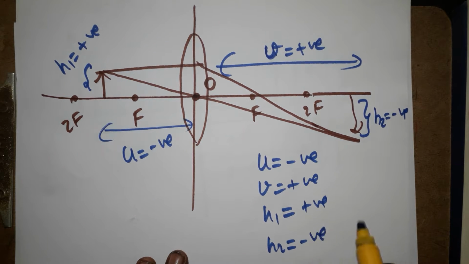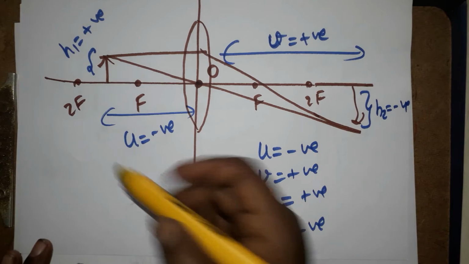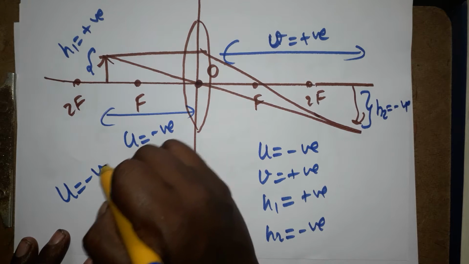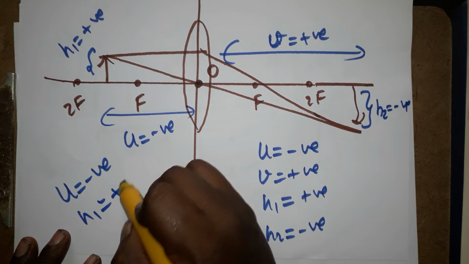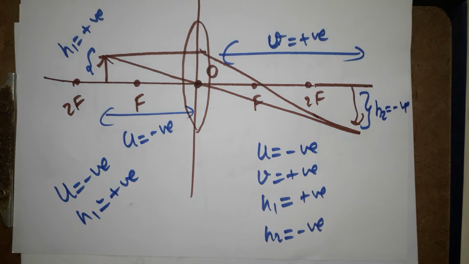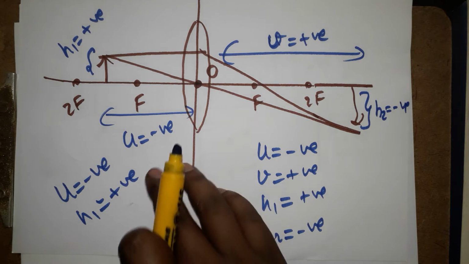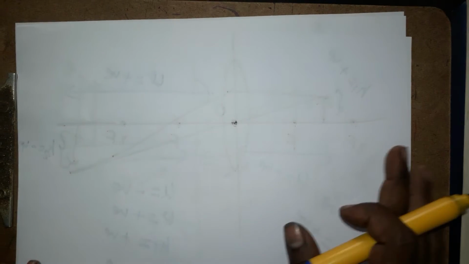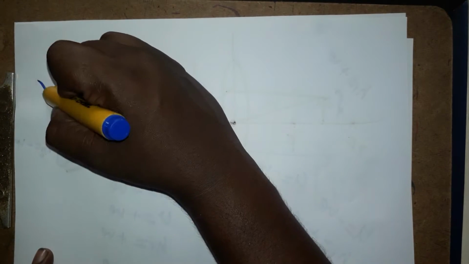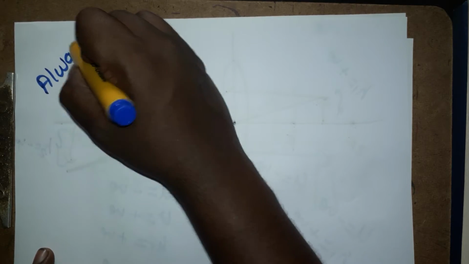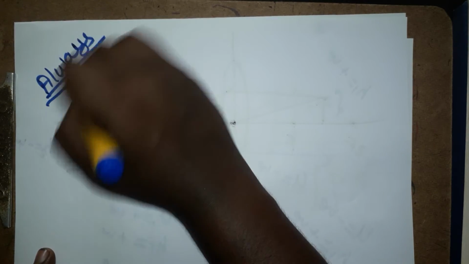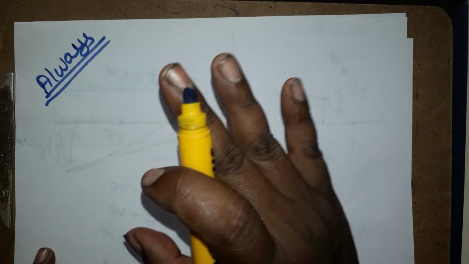One more thing I want to indicate. Always u will be negative, h1 will be positive in all cases, it is a fixed one. Okay, the next one. Next I am going to tell you some important conditions that will be followed always. It's not going to change anywhere. It is fixed.